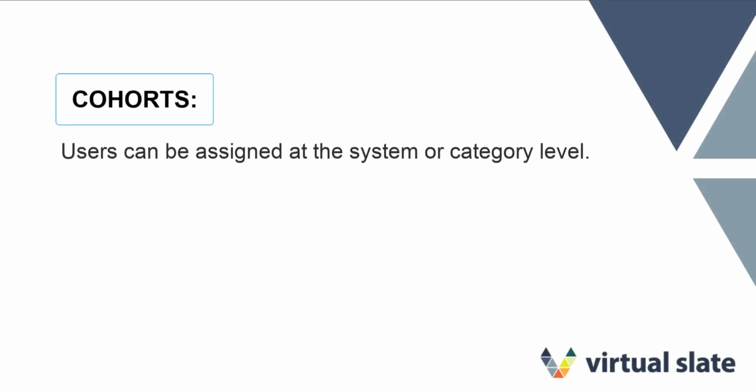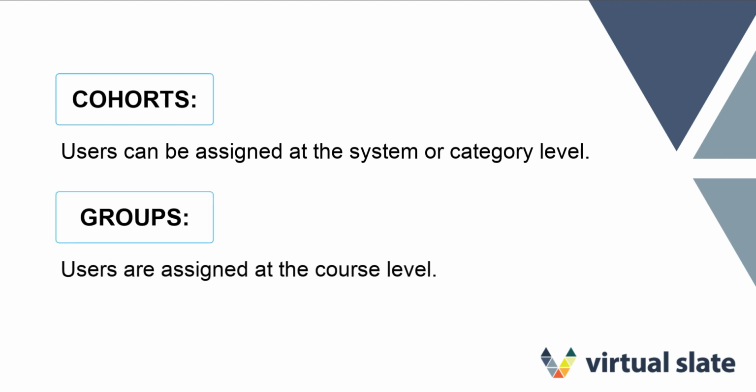Within Moodle, cohorts are site-wide or category-wide group assignments of users. They differ from Moodle groups because cohort assignments can apply to users outside of a course, whereas a Moodle group will only have the group assignment of users at the course context level.